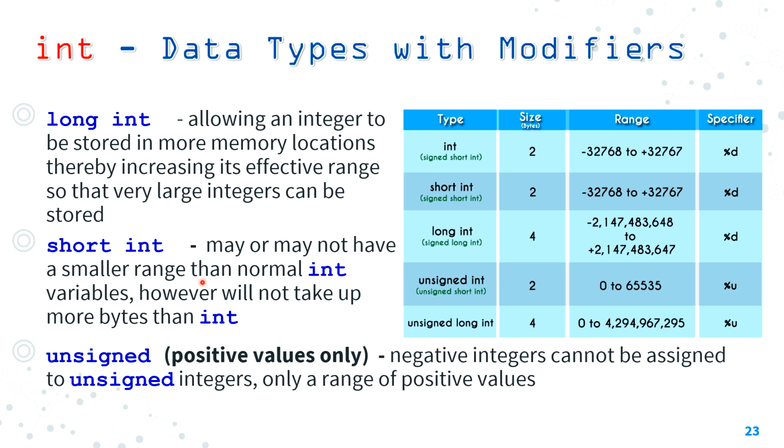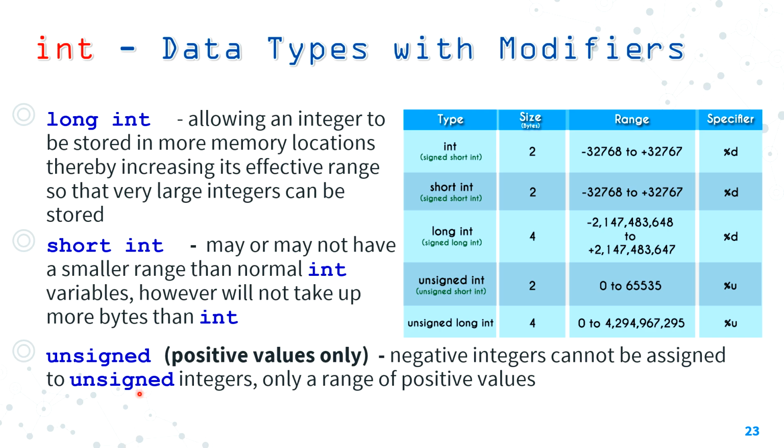Next is short int. A short int may use less memory than a normal integer. While its range may be smaller, it is useful when we want to save memory, especially in large programs or embedded systems.